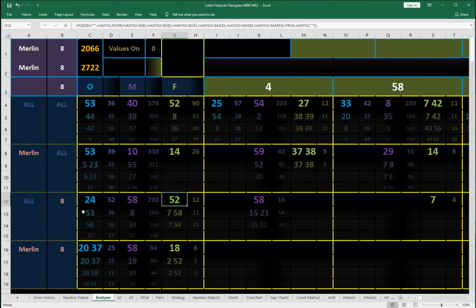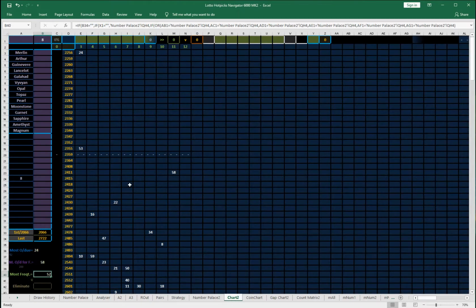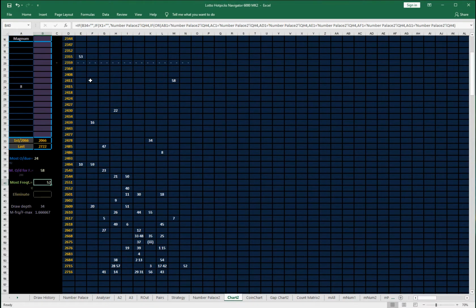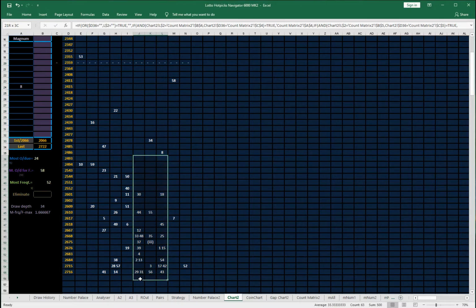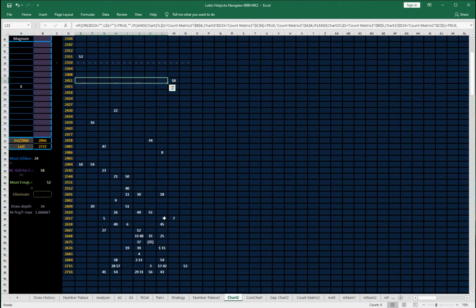And then if you were to look at the second most overdue, second most frequent, second most overdue for frequency, then you would see these numbers. Next one down is 53. Next one on there is number 8. And then the next one on there is 58 or 7, because they're both in the same column. And so all that gets specified on the analyzer.